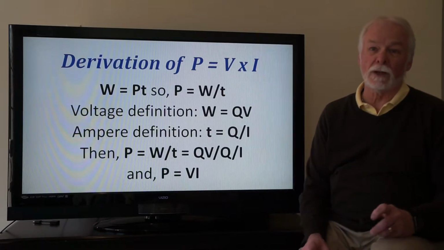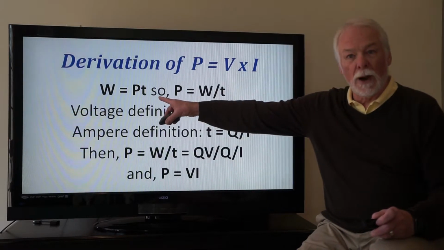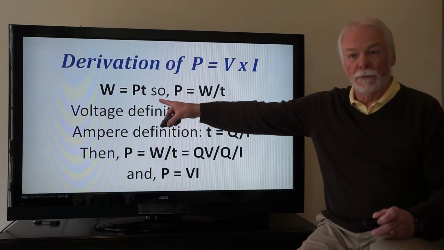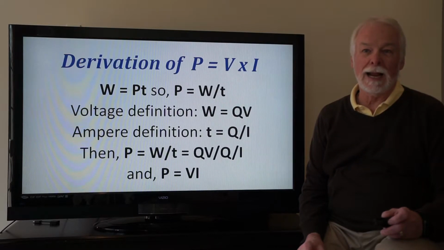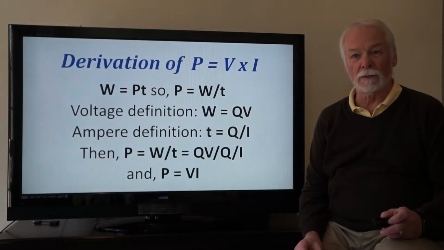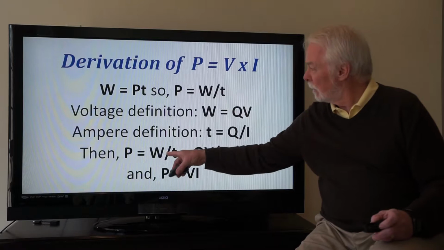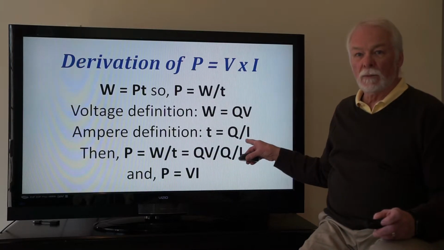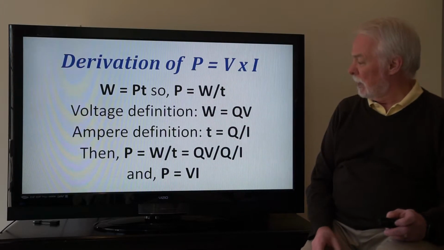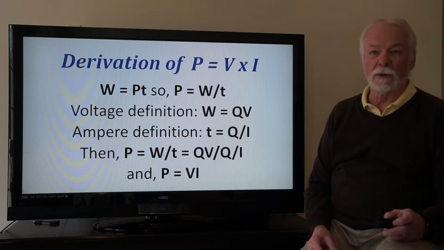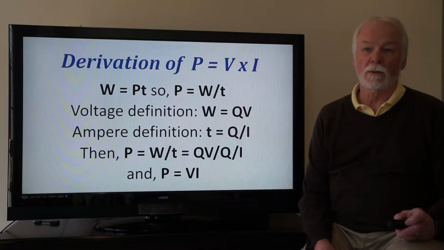All right, now to put these all together, we'll start with our definition of work. It's equal to power times time. We'll solve for power, so it's work divided by time. And then next, using our rearranged formulas, we'll substitute QV for W and Q divided by I for T. And you can see, if you cancel and invert, this reduces to power is equal to volts times amps.